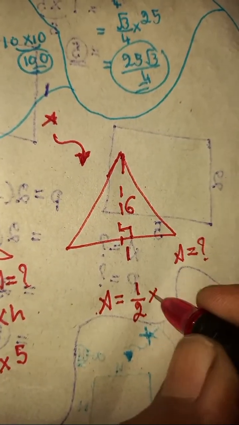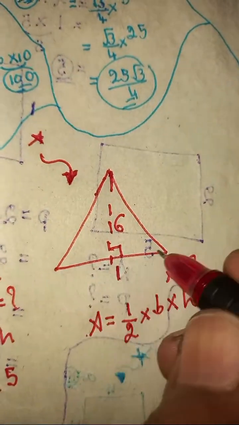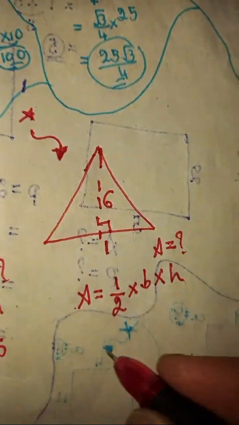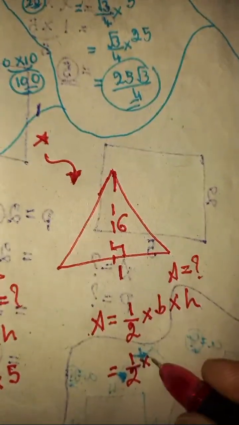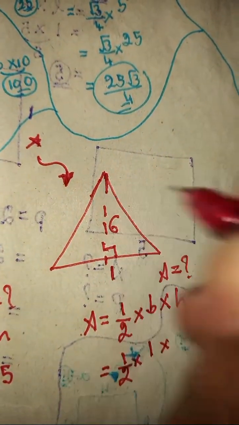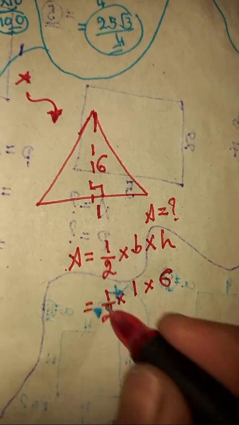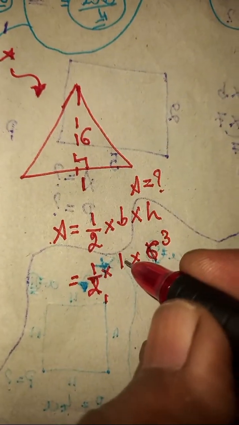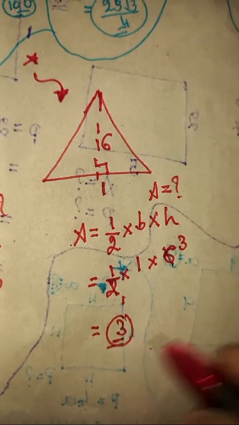Area is half times base times perpendicular height. Here the base is 1 unit and the perpendicular height is 6 units. So you can write it as half times base 1 times perpendicular height 6. Now you can divide denominator and numerator. 2 times 3 is 6. Now 1 times 1 is 1, 1 times 3 is 3. It is 3 square units.